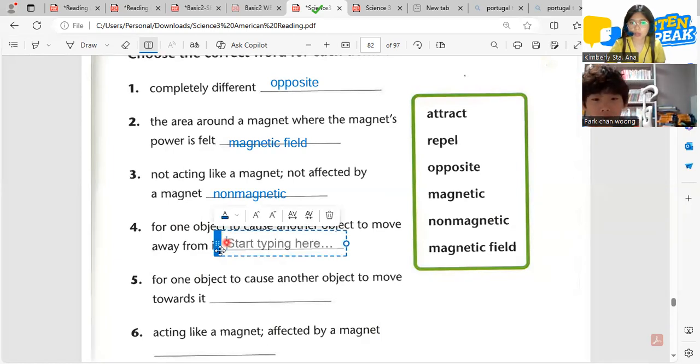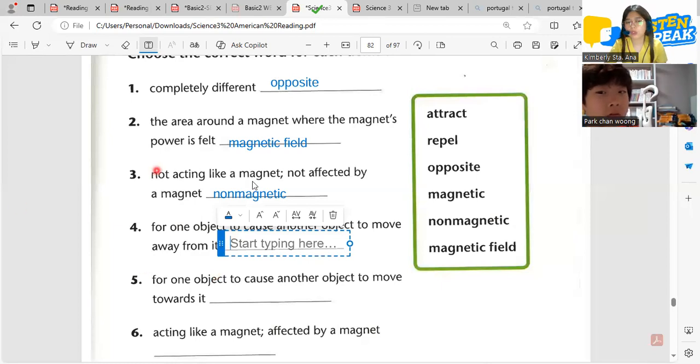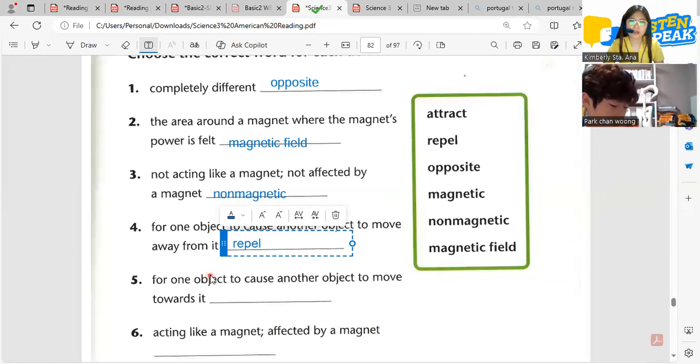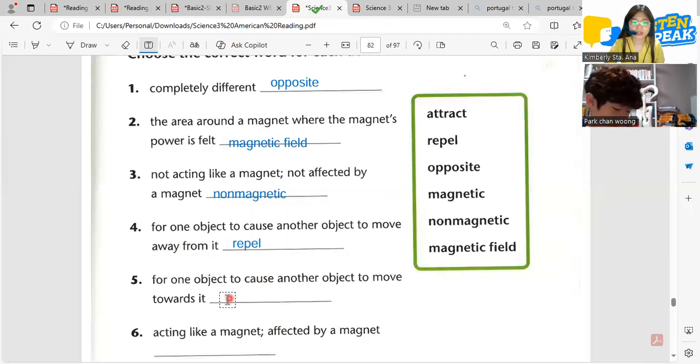Like when you try to repel. Very good. How about number five? For one object to cause another object to move towards it. Okay, what's the opposite of repel? Attract. Attract.